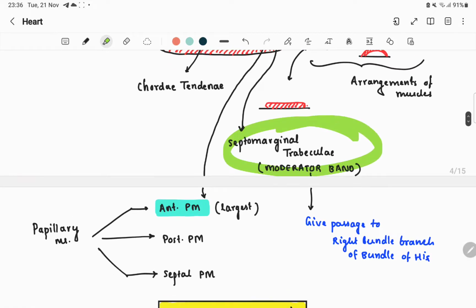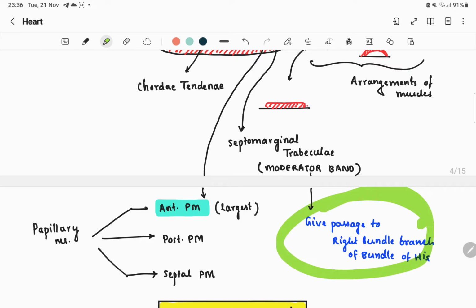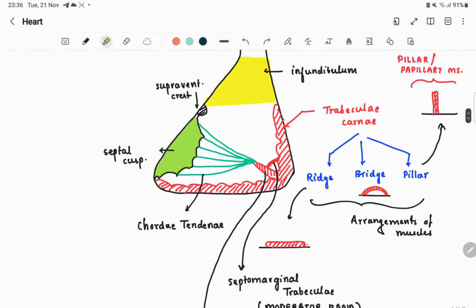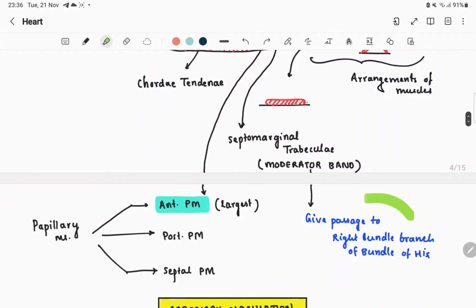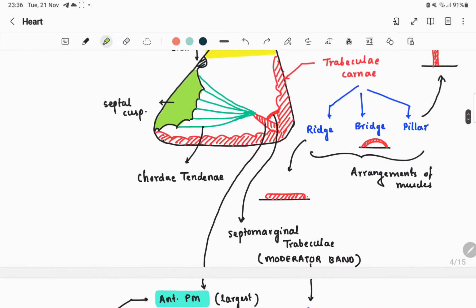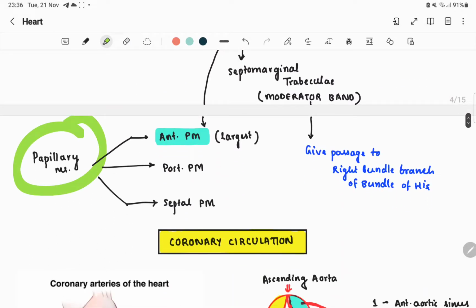So this moderator band is allowing passageway to the right bundle branch of the bundle of His. Then for the papillary muscles, we have the anterior papillary muscle, which is largest, the posterior papillary, and the septal papillary muscles also.